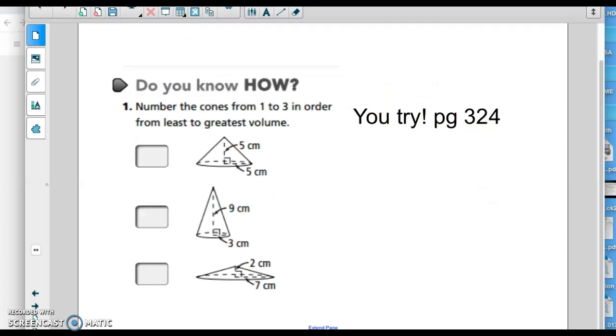If you go to page 324, you'll see 3 cones here, and it says number the cones from 1 to 3 in order from least to greatest volume. So what I'm going to do is, just to give you guys some more practice, I'm actually going to work each of these out, their volume. I'm not going to try to guess and check based on their picture which one has the bigger volume and which one doesn't. So I would encourage you to pause right here and try to do the same, just for some more practice. Get the volume of this one, get the volume of this one, get the volume of this one, and then we can order them from 1 to 3. So pause now and give it a try.